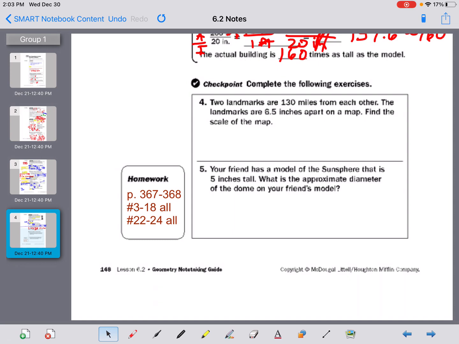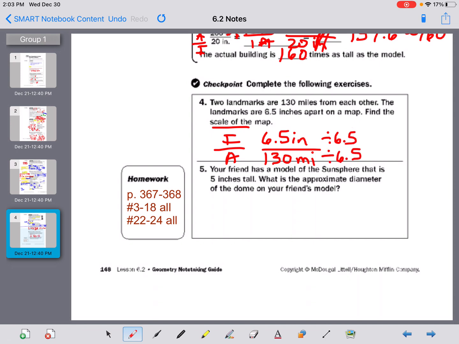All right, for number 4 here, two landmarks are 130 miles from each other. The landmarks are 6.5 inches apart on the map. Find the scale of the map. So scale is always image over actual. My image on the map is 6.5 inches. My actual is 130 miles. Remember, I don't care if they're different units, that's fine. I simply set them up image over actual and divide by the smaller number.